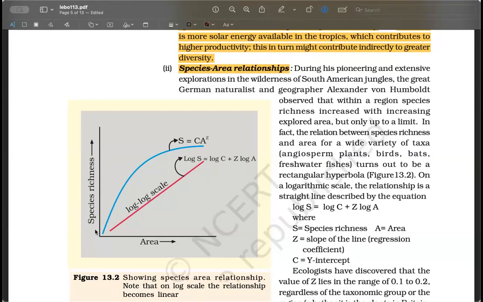So you can see this graph, right? On the y-axis is species richness, and on the x-axis is the area of that forest or of that ecosystem that you are studying. Now, don't get confused by the line. Both the lines tell you the same concept. It's just the red line is its linearized version.